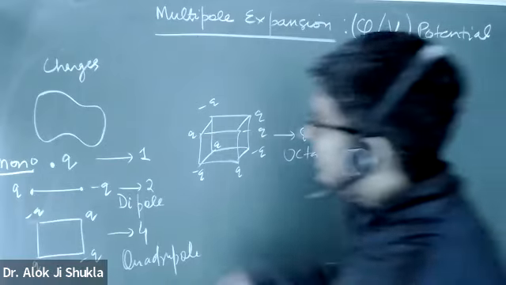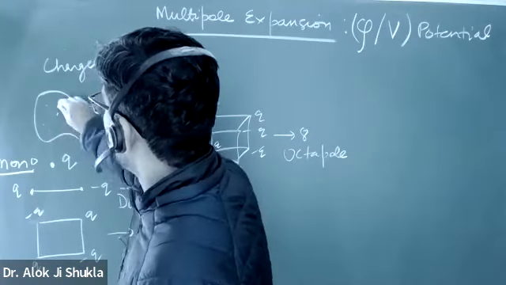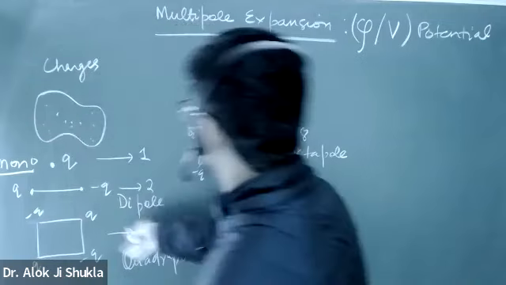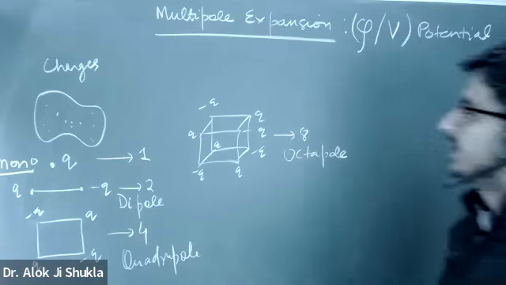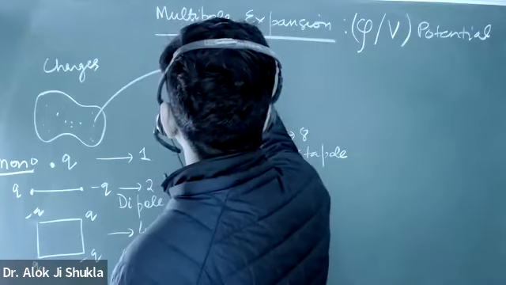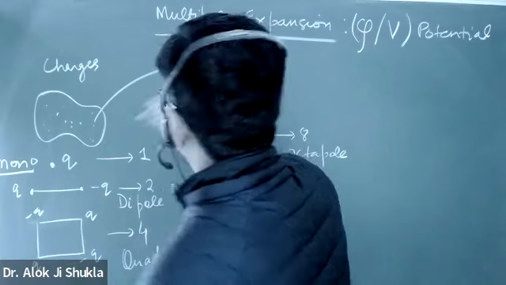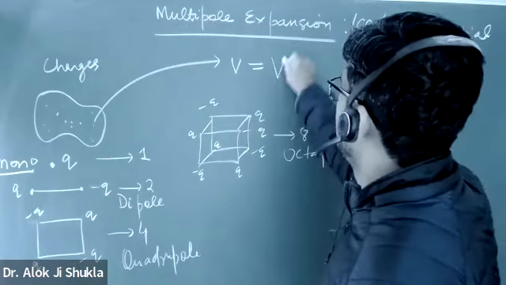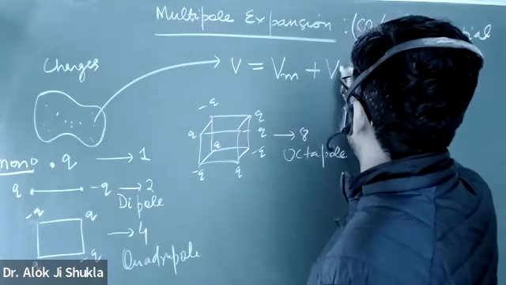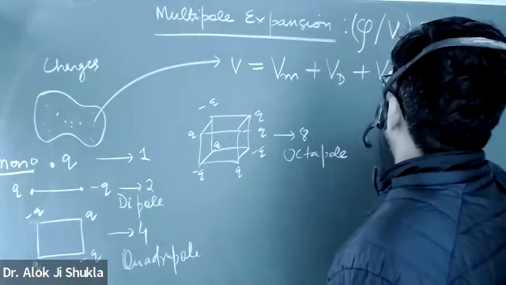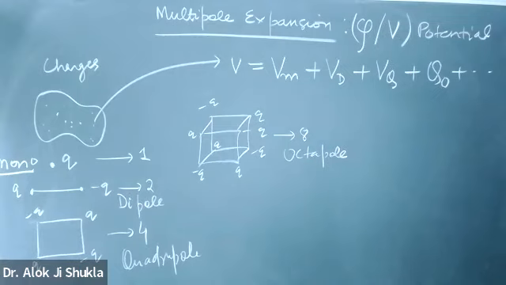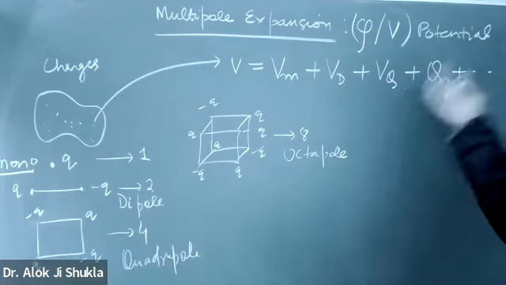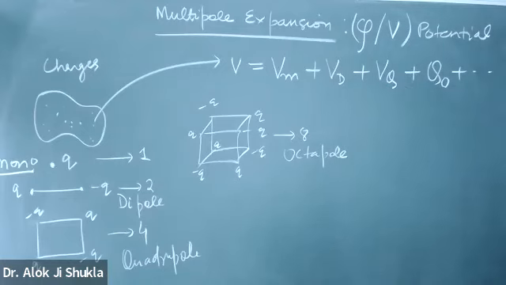So you can think of breaking down this charge system into these types of configurations. Our job is to calculate the potential because of these charges, and that will be due to monopole, dipole, quadrupole, octopole, plus others. This trend will go up to infinity, but we will only take monopole, dipole, quadrupole. That much is sufficient.